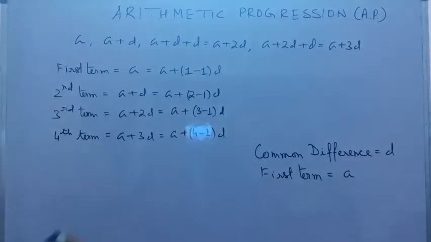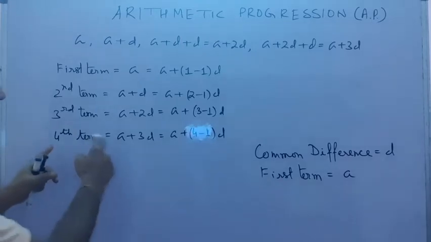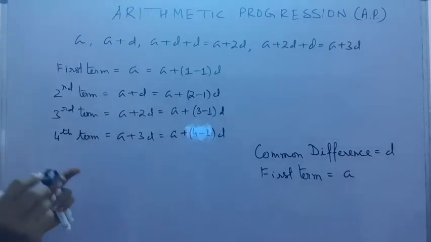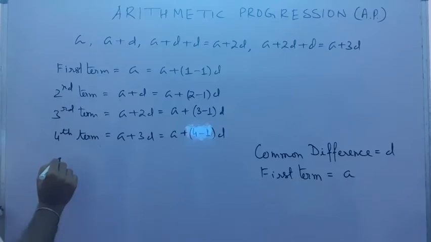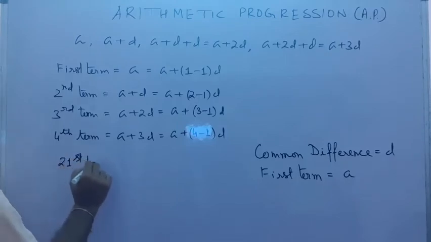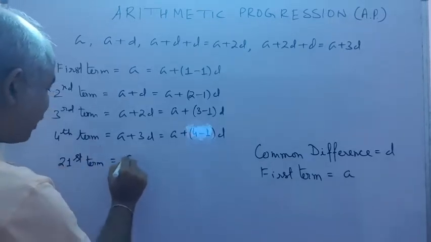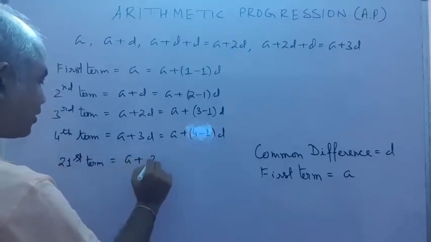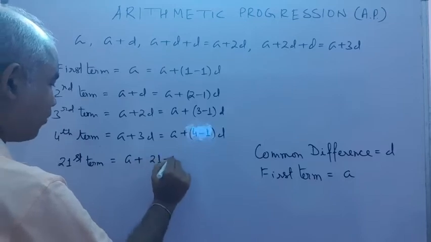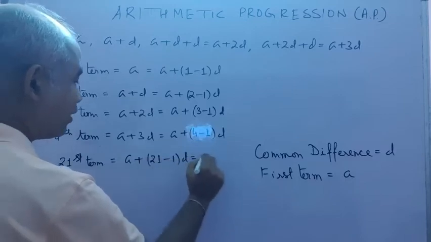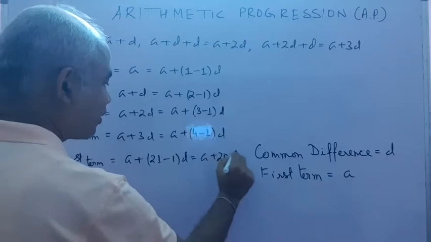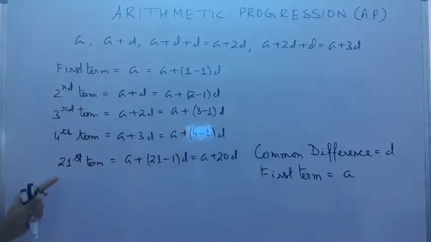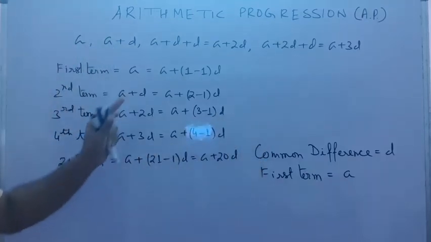Okay, that means, observing this, suppose you are asked to write a term whose position is, say, 21st. Say you are going to write the 21st term of the AP. Then what will be your answer? a plus, position is what? 21st. So 21 minus 1 into d. That is a plus 20d. So if you know the position, then you can write the term, observing this.